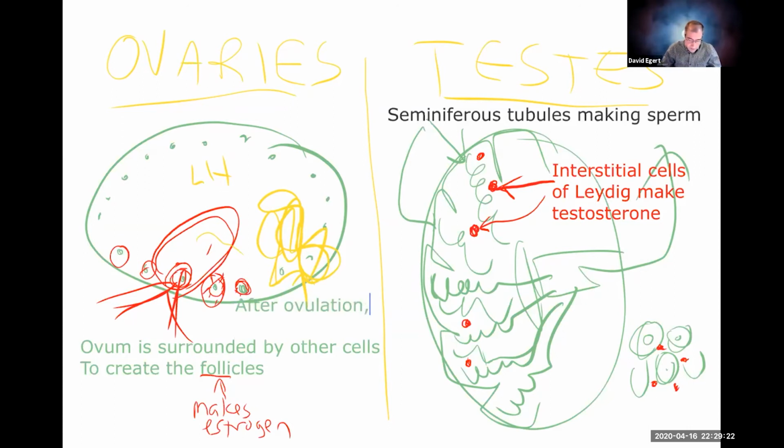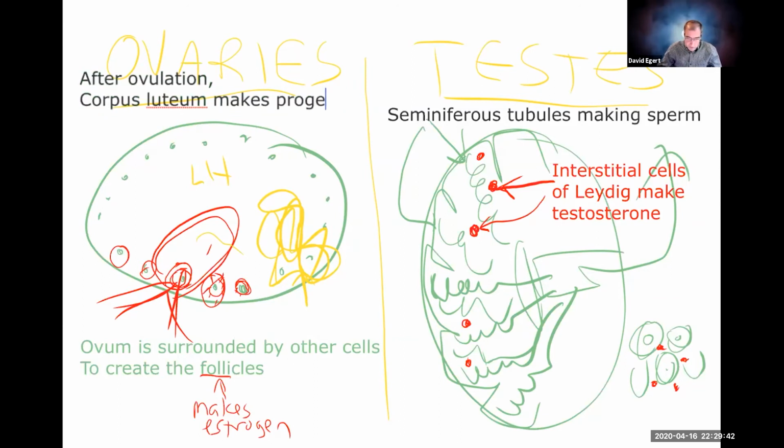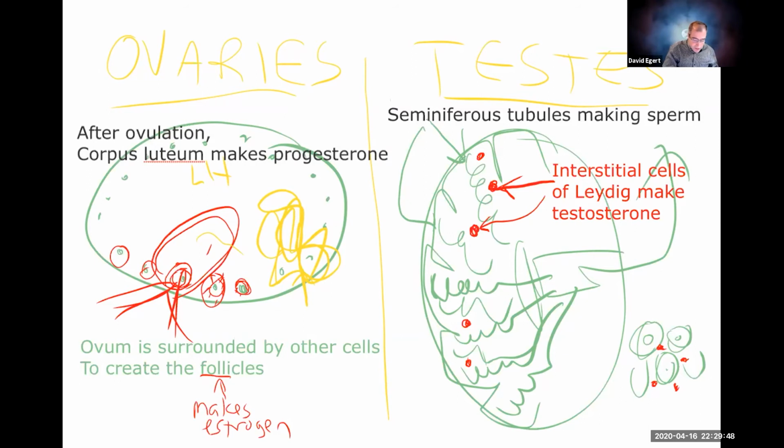After ovulation, corpus luteum makes progesterone. So we're going to have both estrogen and progesterone coming from the ovaries in different amounts at different times of the cycle. We'll look at that in a whole lot more detail after we get to the reproductive system.